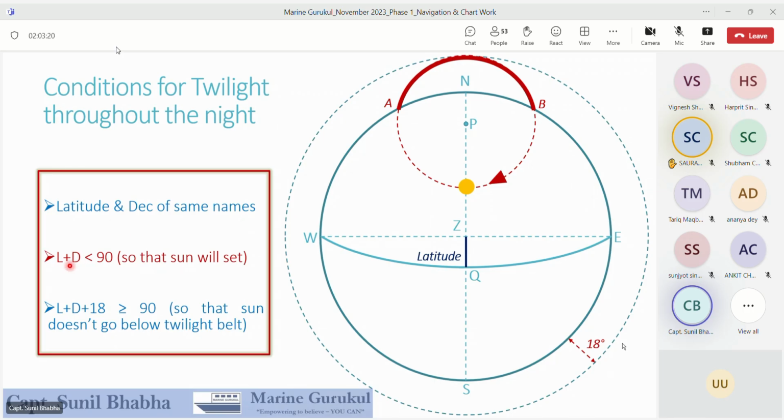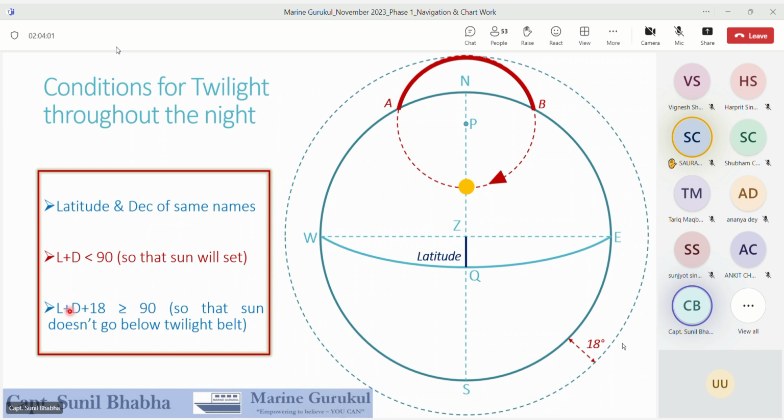The second condition which we need to meet is that latitude plus declination should be less than 90 so that the sun will set. If the latitude plus declination becomes greater than 90, then the sun is going to fulfill the circumpolar criteria. If the sun becomes circumpolar, there will be no night. If there is no night, there is no chance of any twilight occurring. So that's why latitude plus declination should be less than 90, so that the sun is not circumpolar and the sun sets and we have night for some part of 24 hours.